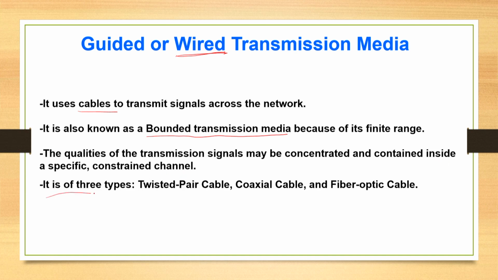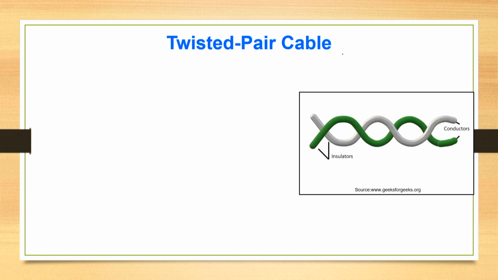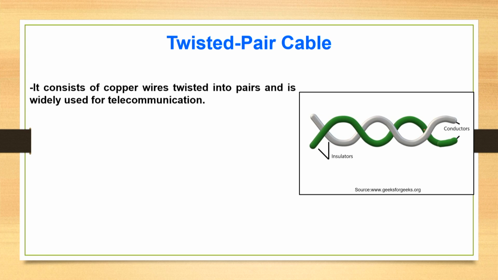It is of three types. It may be twisted pair cable, coaxial cable, and fiber optic cable. First one is the twisted pair cable. Here you can see these cables which are twisted with each other. This outer shield is the insulator and this one is the conductor that carries the signals.